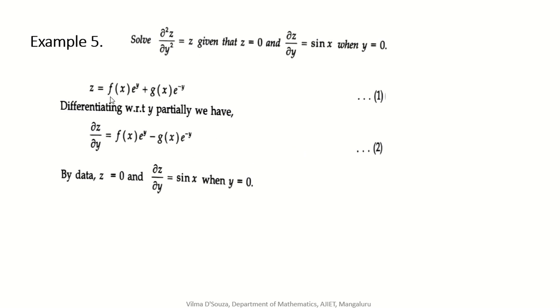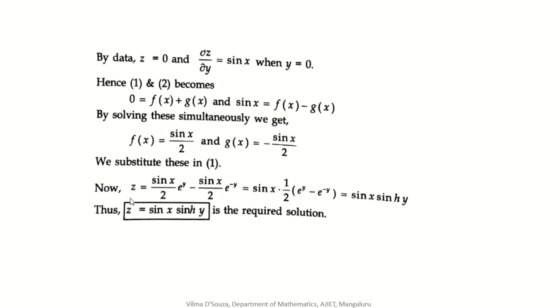What is your equation 1? z is equal to f of x e power y plus g of x e power minus y. So substitute, what is z? f of x, sin x by 2, e power y plus g of x, that is minus sin x by 2, e power minus y, which is equal to sin x into half into e power y minus e power minus y. So this half into e power y minus e power minus y is sinh y. So your required solution is z is equal to sin x into sinh y.